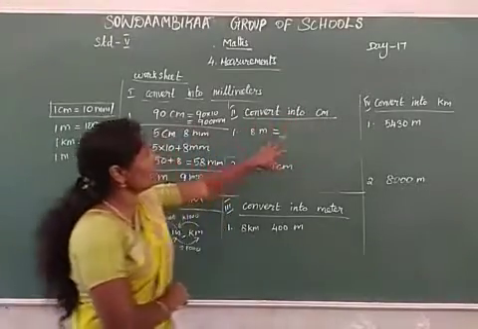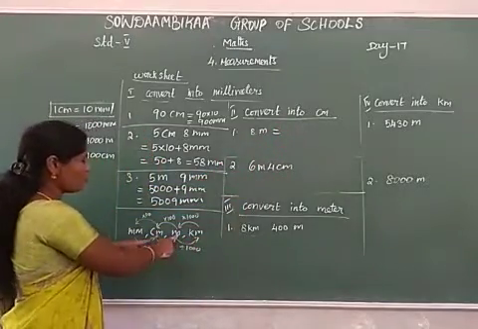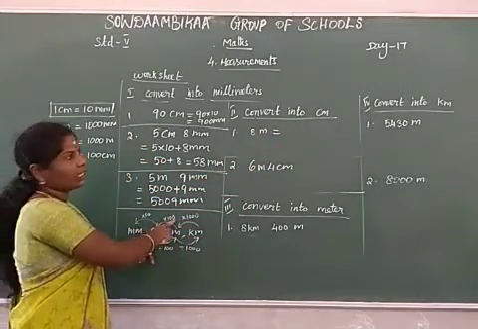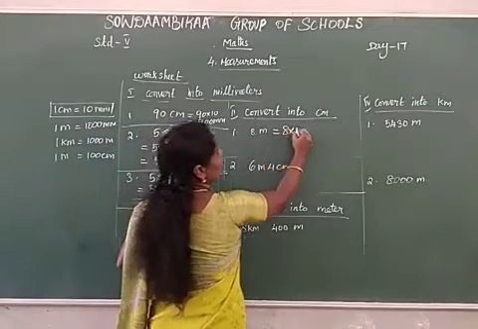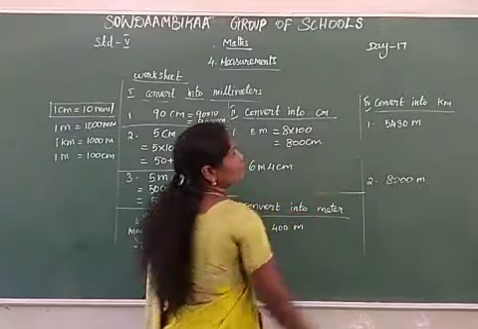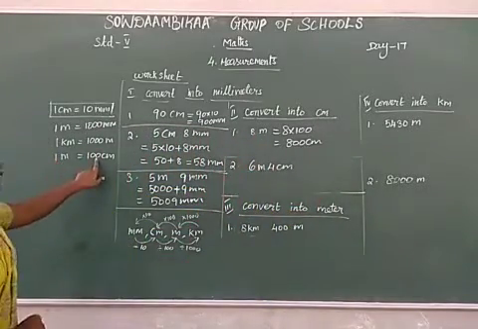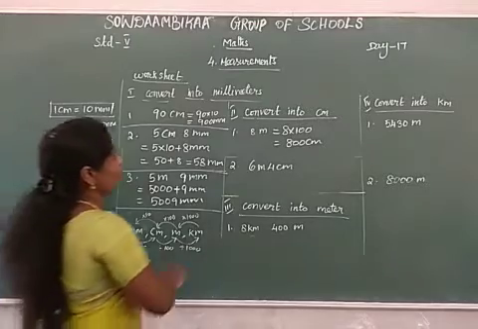The next one, convert into centimeter. The question is given in meter, you convert to centimeter. Multiply 100. Okay. So 8 into 100, 800 centimeter. Because 1 meter is equal to how many centimeter? 100 centimeter.